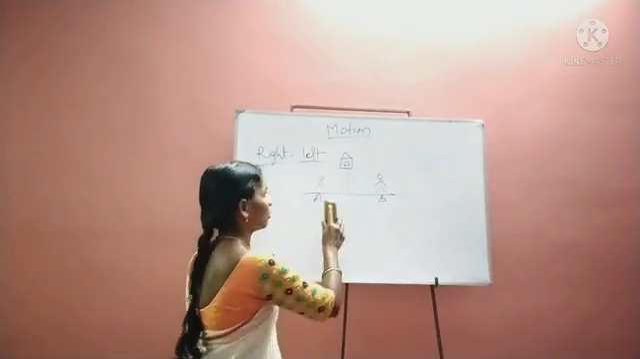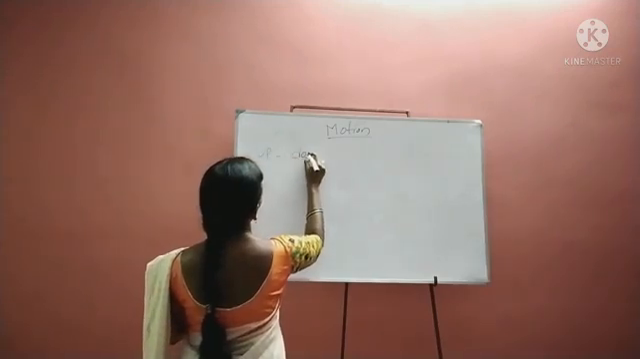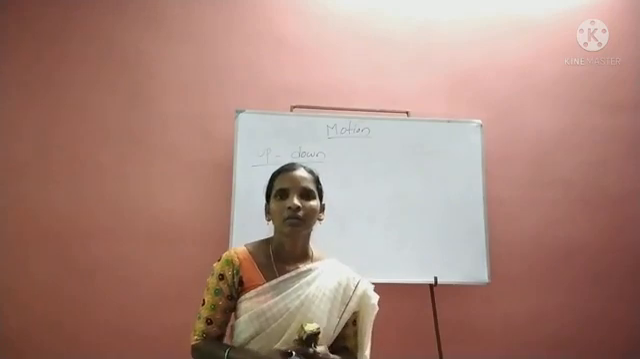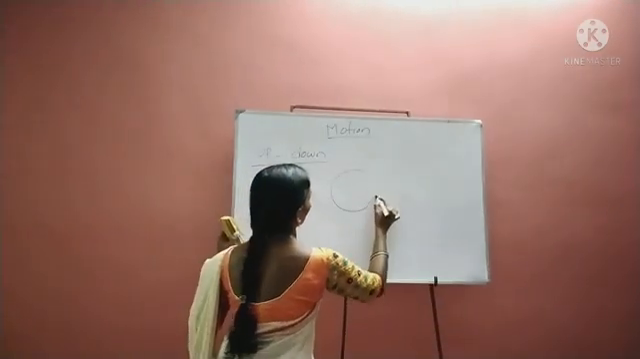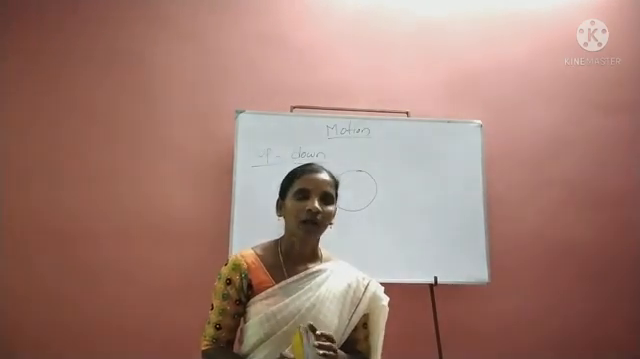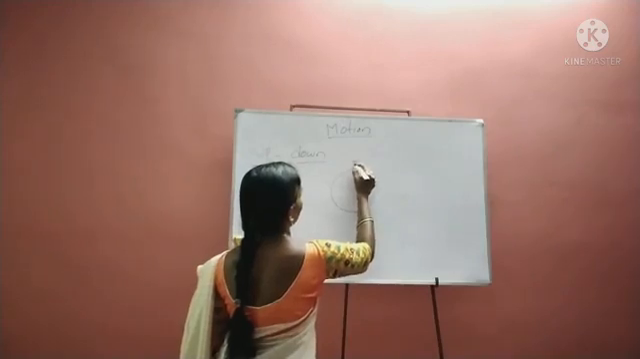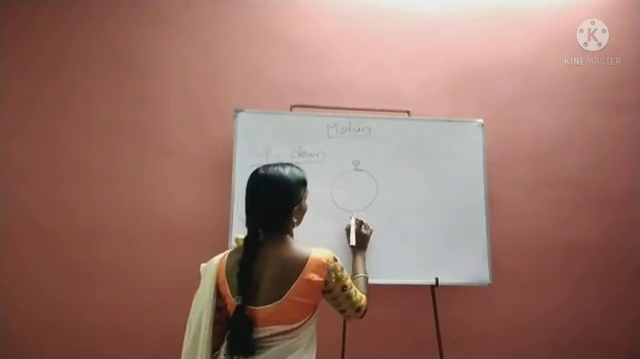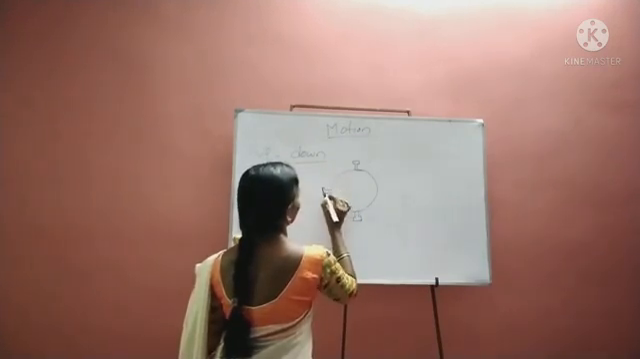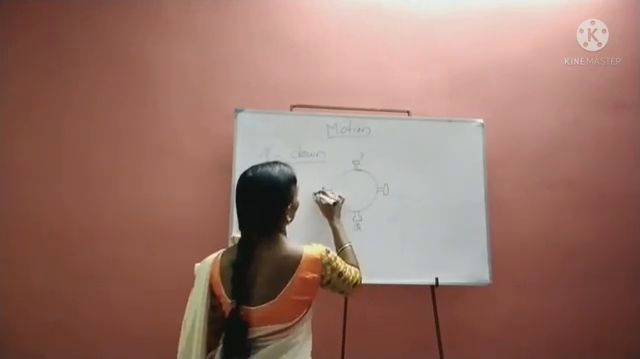Next we discuss up and down. For example, we consider a ball in spherical shape with four pins fixed on its four sides. Name them P, Q, R, S.